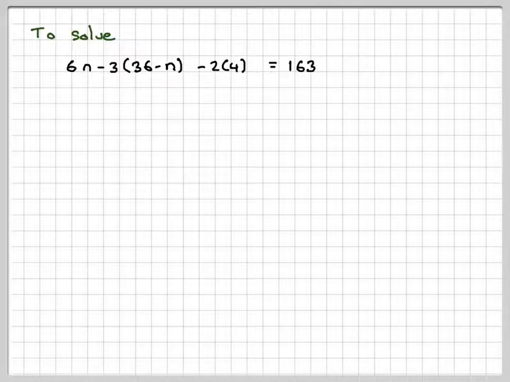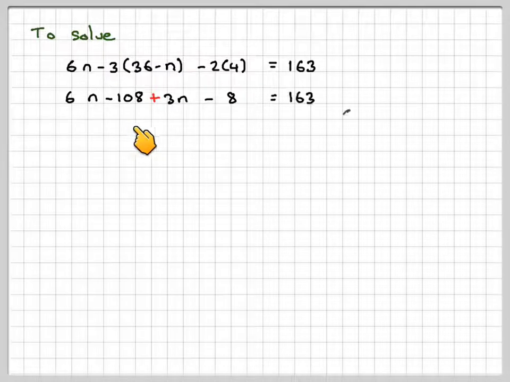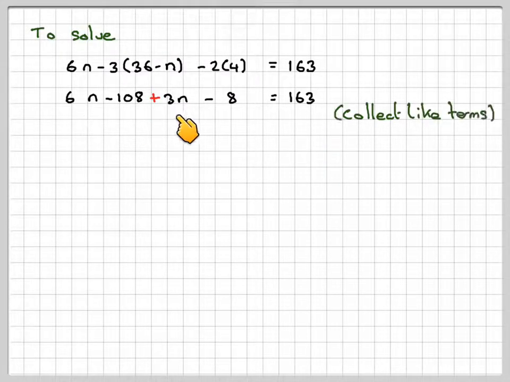163. So removing the brackets, we're going to get 6n minus 108 plus 3n minus 8. So it's minus 3 times 36, which gives me minus 108. Minus times a minus gives me plus 3n. Minus 2 times 4 gives me minus 8. That gives me 163. Right, if we now collect together like terms, we've got 6n plus 3n, which makes 9n. Minus 108 minus 8, which makes minus 116. And we've still got 163 on this side.